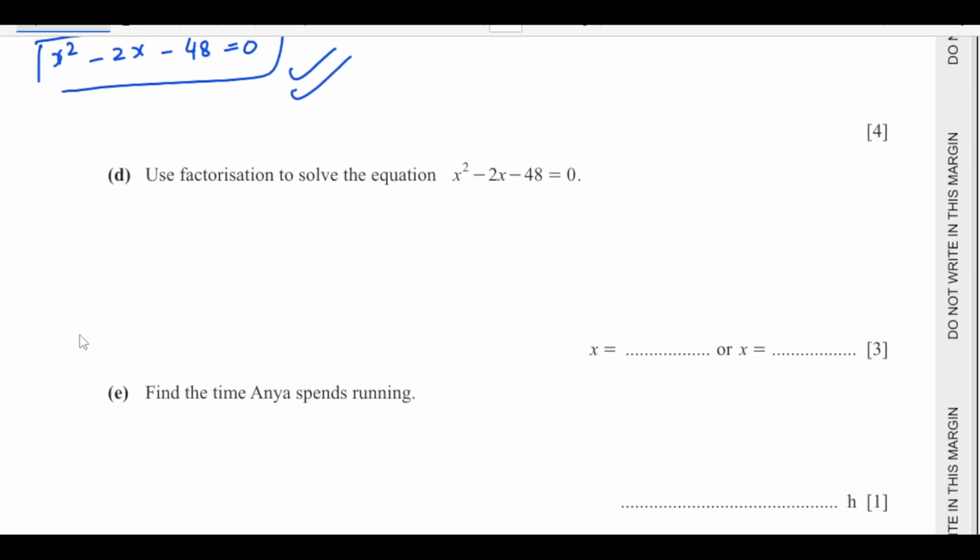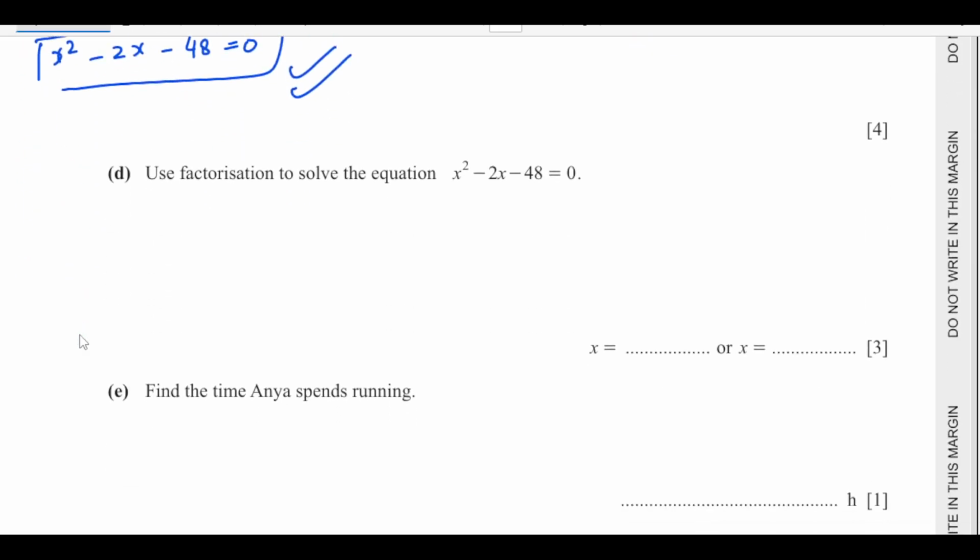Now use factorization to solve this. Now we need to solve this by factorization. So I can write here negative 2x as negative 8x plus 6x.